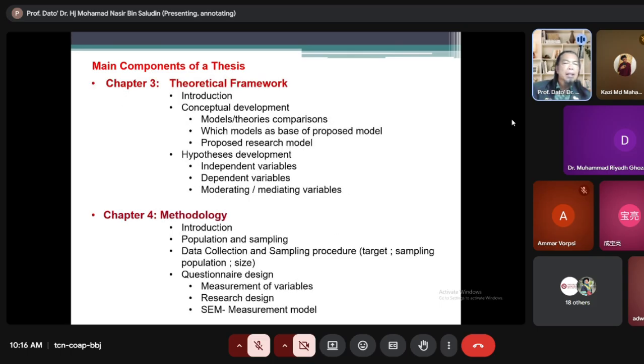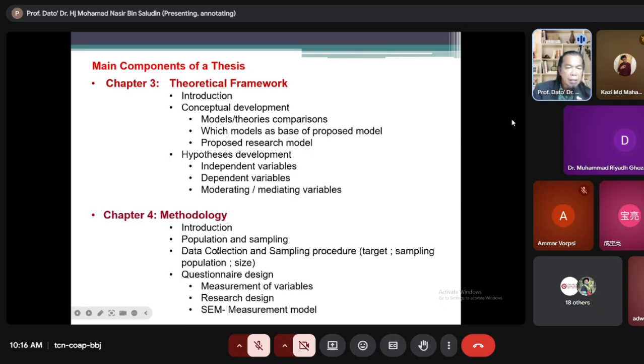And then 3, normally this one, they go to chapter 2, the theoretical framework in chapter 2, introduction, conceptual development, model theory comparison, which model is based on the proposed model, proposed research model, hypothesis development, independent variable, moderating, and dependent variable. Also justify why you choose the moderating or mediating. Chapter 4, that becomes chapter 3.